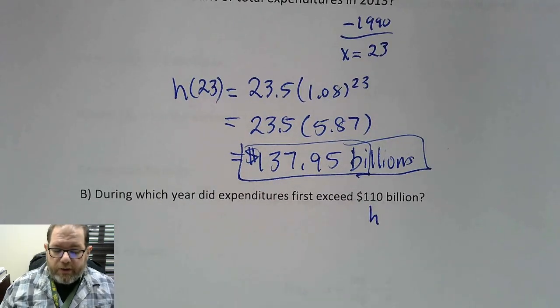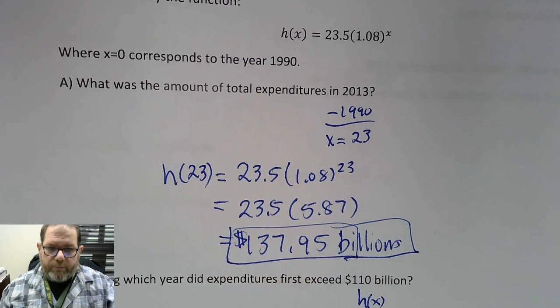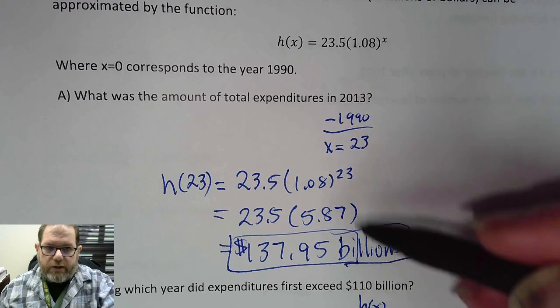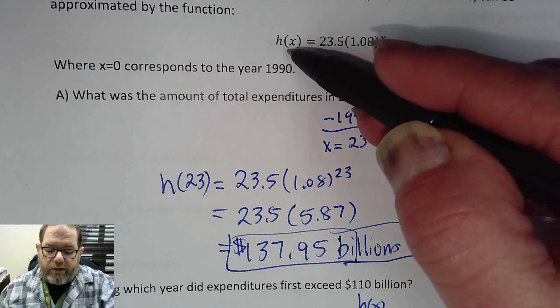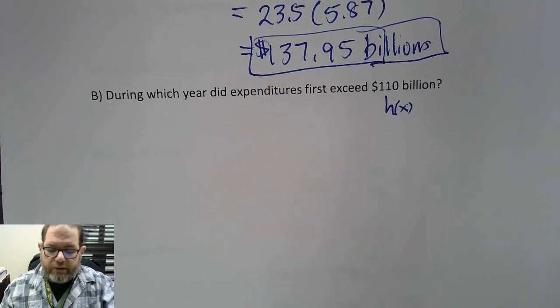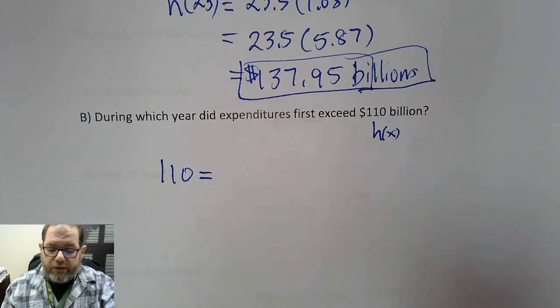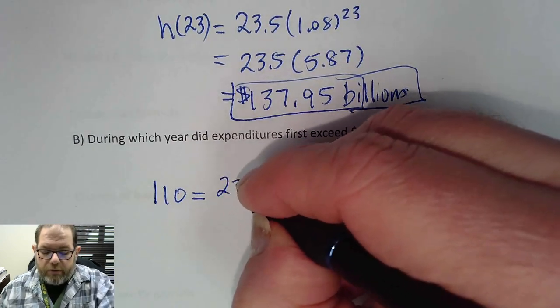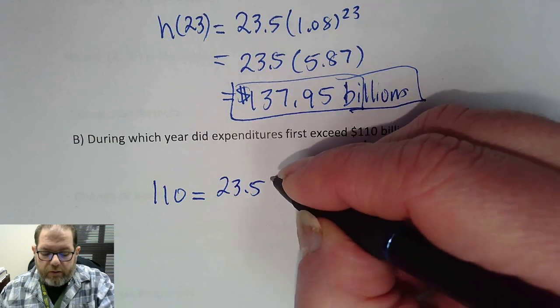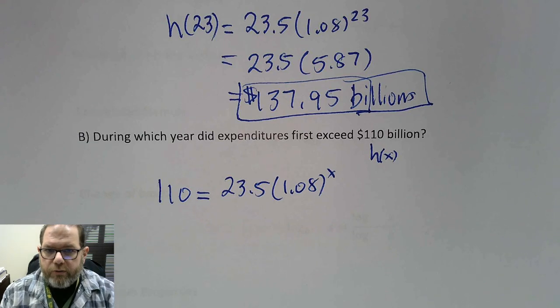So anyway, 110 billion, that's our h of x. So we go back to our formula here. We'll take that 110 and plug it into the left-hand side of this function. And when we plug it into the left-hand side, we don't plug it in for x, we just replace that whole thing with 110. Okay, so we have 110 equals 23.5 times 1.08 to the x power.